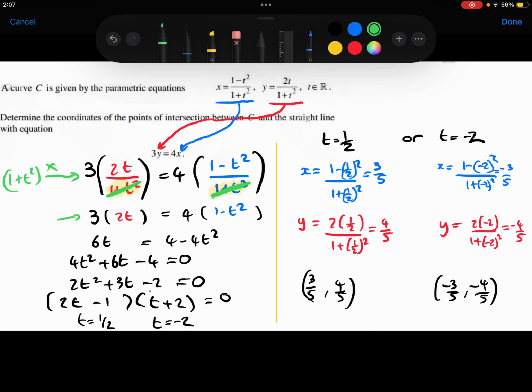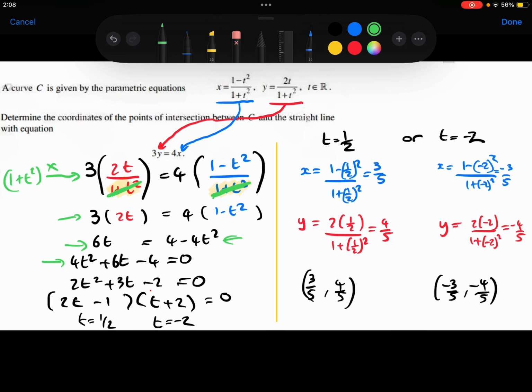where I've expanded the 3 times 2t to get 6t, and I've expanded the 4 times the 1 minus t squared to give 4 minus 4t squared. It's a quadratic, so put everything on one side. I've divided through by 2 just to make the numbers a bit smaller and easier to help me to factorise, which I can then solve to find the two values of t where the curve and the line intersect. So if t is 1/2 or minus 2, then the curve and the line will intersect.